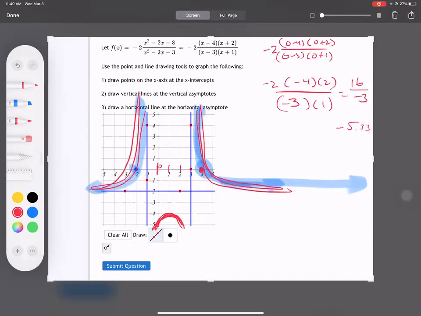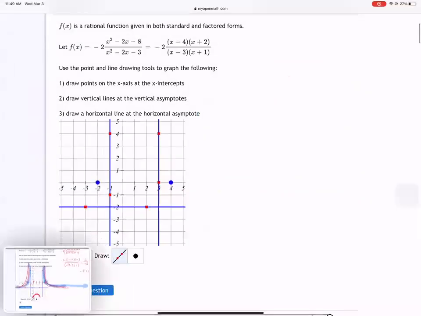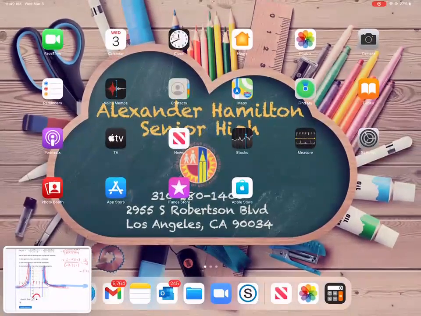Now to prove this to you, let's go ahead and show you something on Desmos real quick.